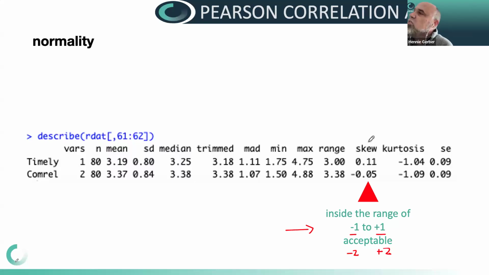If you look at the skewness figure here, the skewness is inside the range of -1 to +1. It's 0.11, so this is fine for timeliness. And for communication, it's also inside the range of -1 to +1. So it's acceptable skewness, and we can conclude that normality is in place. Both variables are normally distributed. This is just output from R, the statistical language R.